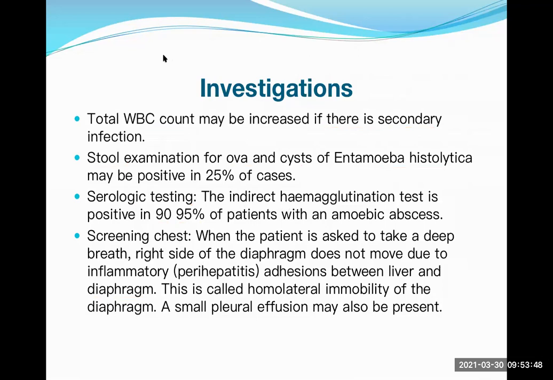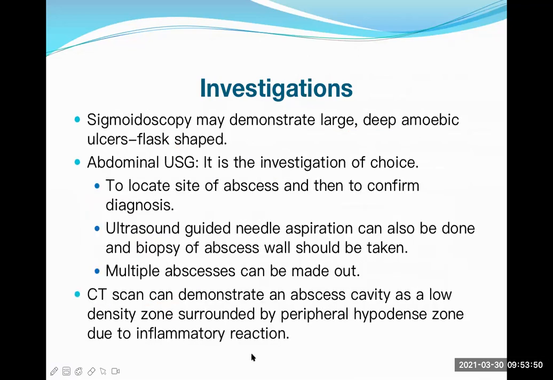Let's move on. Now, some other investigation can be sigmoidoscopy. This sigmoidoscopy may demonstrate large, deep amebic ulcers, which are flask-shaped in morphology. They are called flask-shaped ulcers, and the sigmoid colon may be affected in case of active amebic dysentery.